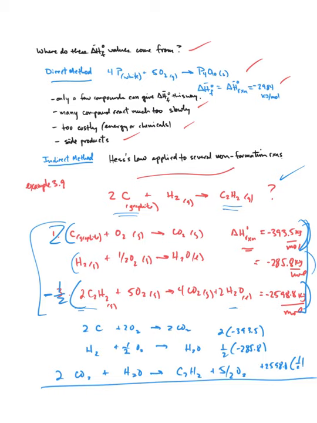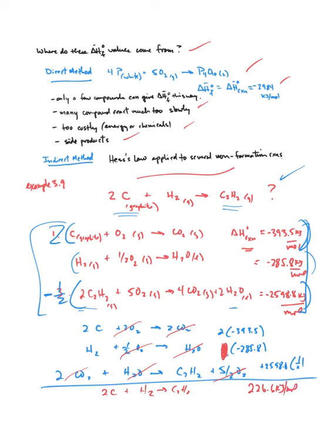So let me see if I could do that quickly here. The water is going to cancel. The 2.5 oxygens cancel. 2 CO2s. So I get 2 carbons plus an H2 going to acetylene, and my calculator is going to hopefully give me the right answer. 2 times negative 393.5 minus 285.8 plus 0.5 times 2598. I get 226.6 kilojoules per mole.